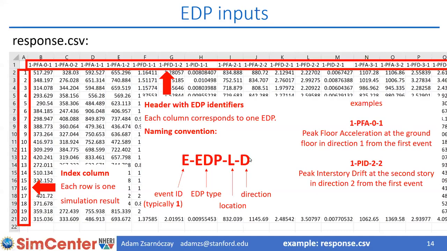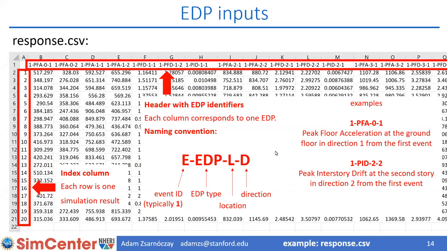The direction is not X and Y, it's also numbers. This gives you more flexibility. You don't need to have 1 correspond to the horizontal direction and 2 to the other horizontal direction. You can have an arbitrary number of directions on each floor. The typical convention that we use is that we assign 1 to X and 2 to Y, but this is up to you. I will explain how this has to be in sync with the fragility descriptions that you use so that our engine is able to pick up which EDPs to pair with which fragility functions. Okay, I have 2 examples here that show what 1PFA01 and 1PID22 mean.